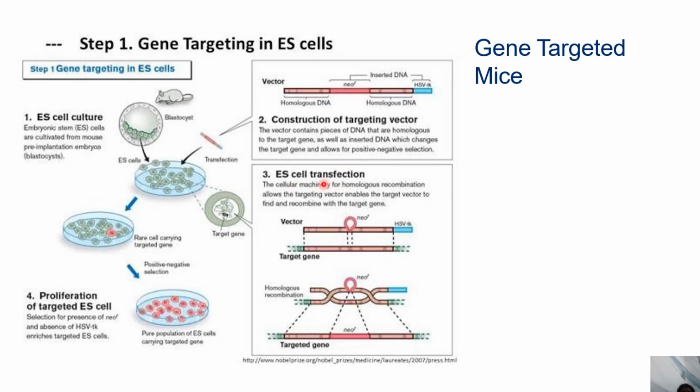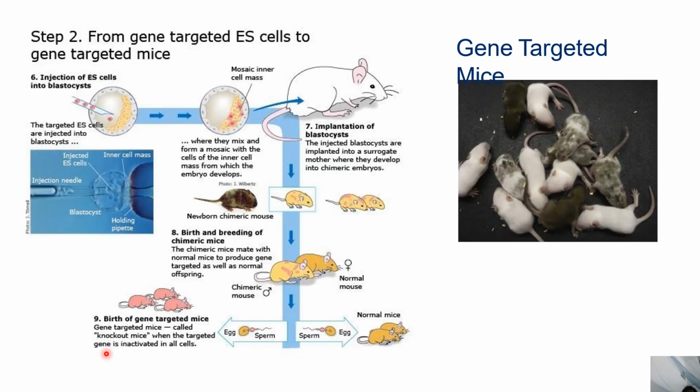In the ES cell transfection, the cellular machinery for homologous recombination enables the targeting vector to find and recombine with the target gene. In the proliferation of targeted ES cells, selection for the presence of neo and absence of HSV-TK enriches targeted ES cells.